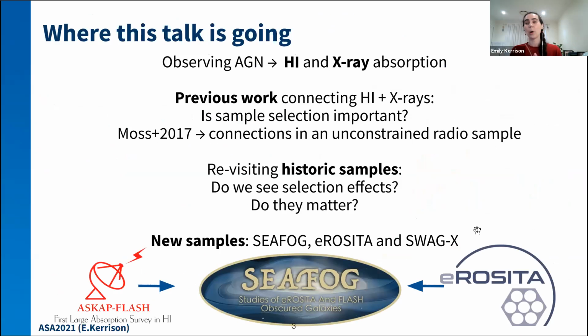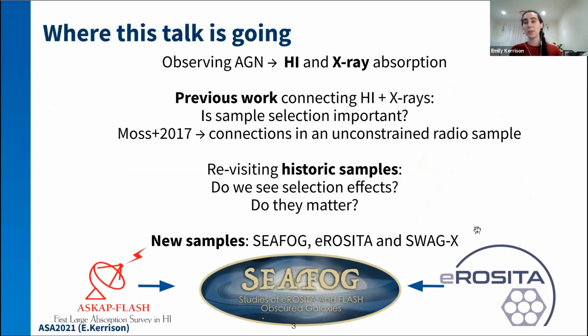Now onto the what. So I'm interested in observing obscured AGN primarily through H1 and X-ray absorption. So I want to talk a little bit about those. Then I'm going to talk about some previous work that's been done connecting these two types of absorption in extragalactic sources. And in particular, I want to focus on the question of sample selection and whether this is really important for some of the results that we've already seen.